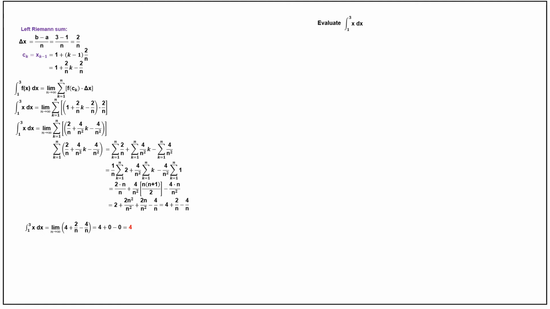Now let's evaluate this integral by definition using the right Riemann sum. We always start by finding the value of delta x using the upper and lower limits of integration, because we use the value of delta x for the partition expression in the Riemann sum. The next step is taking c sub k as the right endpoint of the partition.